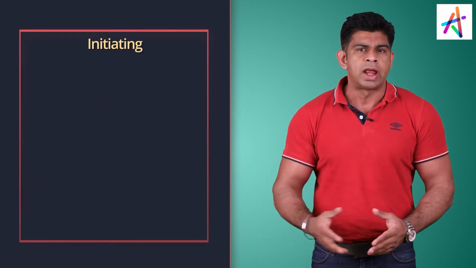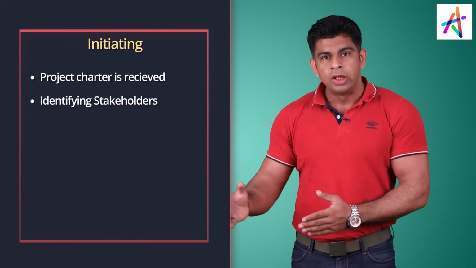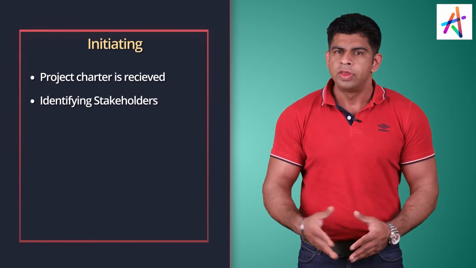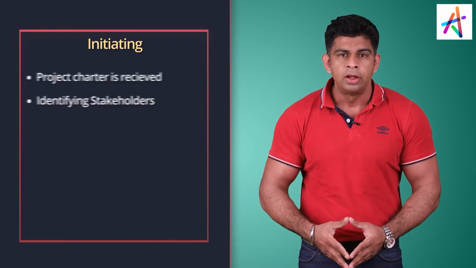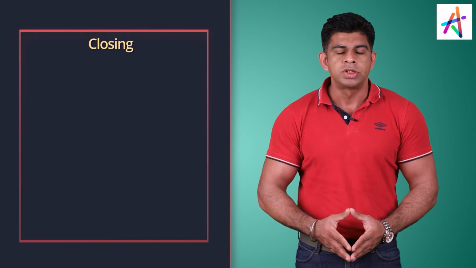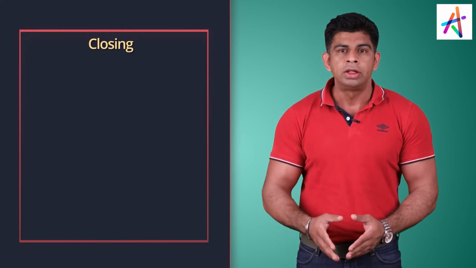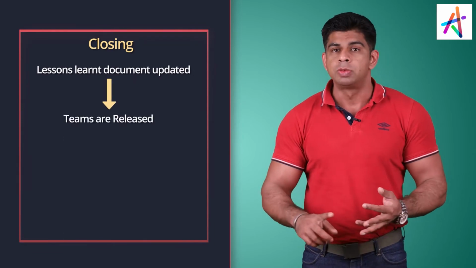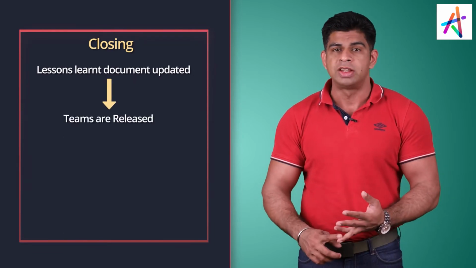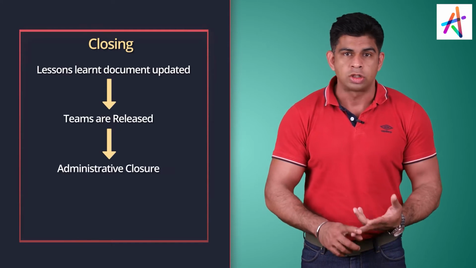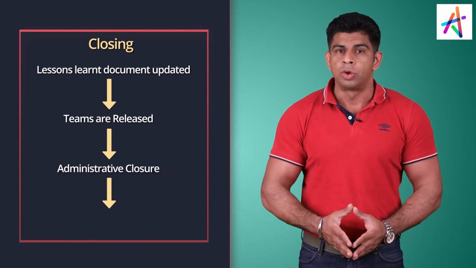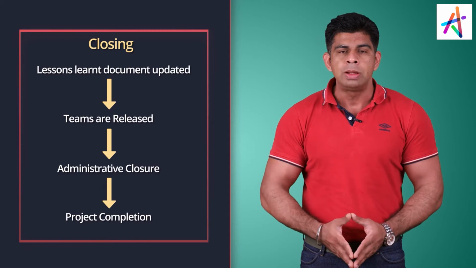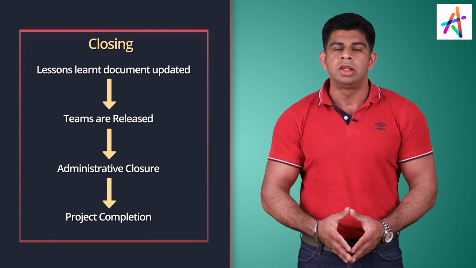What apart from that happens in initiating? You have identify stakeholders. These two things happen in initiating. And what about closing? In closing, we are going ahead and closing the project and phase where the lessons learned document has to be updated, the team has to be released after the lessons learned document is updated, administrative closure has to be done. If you complete the project successfully, you celebrate with the team. If it's terminated, still the lessons learned document has to be updated. So pretty straightforward, right? This should be guaranteed.